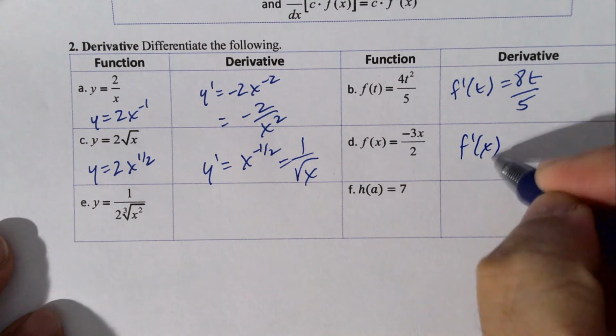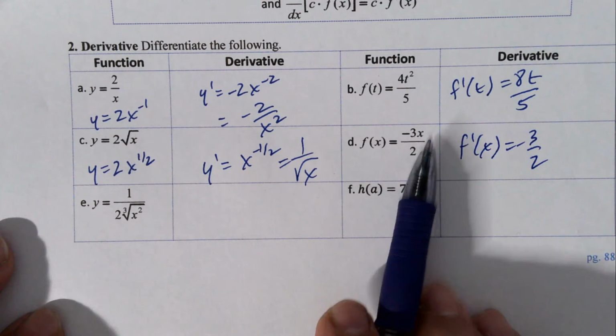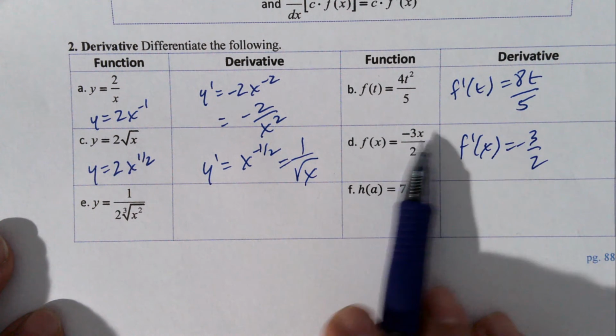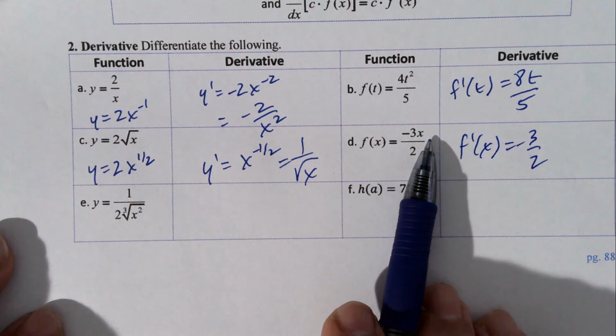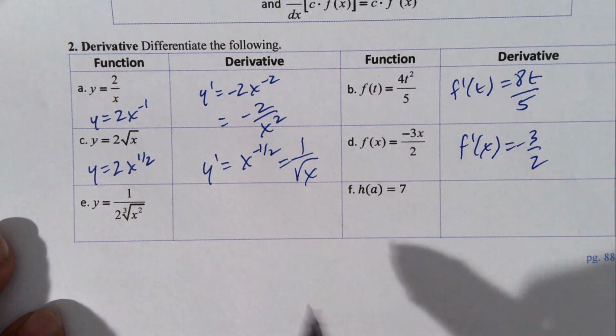Here is just negative 3/2. The exponent is 1. 1 times negative 3 is negative 3. 1 minus 1 is 0. Anything to the 0 power is 1. So this is negative 3/2 times 1, but I don't bother to write the 1.